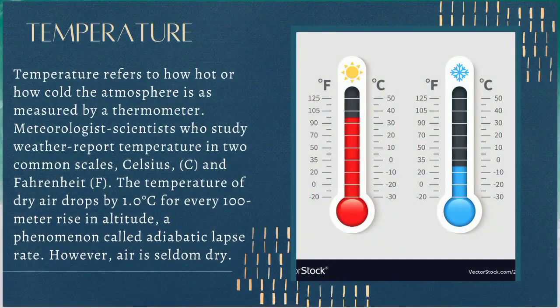First is temperature. Temperature refers to how hot or how cold the atmosphere is as measured by a thermometer. Meteorologists and scientists who study weather report temperature in two common scales, the Celsius and Fahrenheit. The temperature of dry air drops by 1.0 degree Celsius for every 100 meter rise in altitude, a phenomenon called adiabatic lapse rate. However, air is seldom dry. So here we can know how high or low the heat or cold of our weather is.